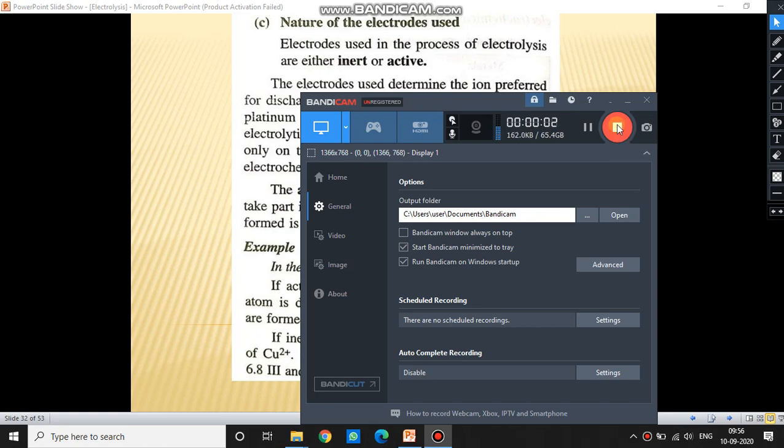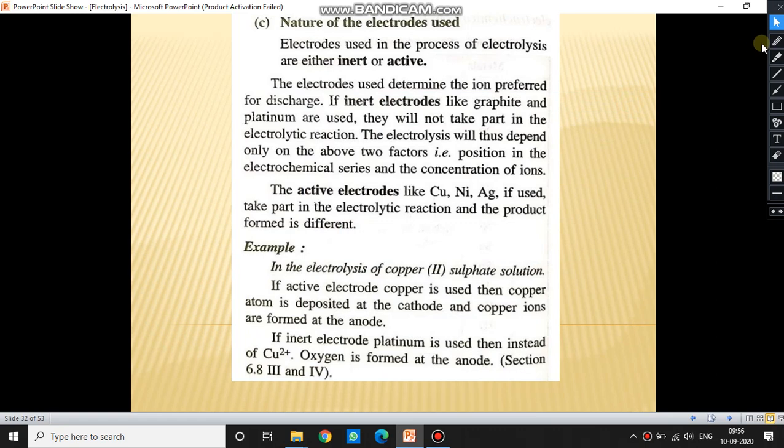Starting with the third factor, that is nature of electrode. Now, nature of electrode, what does it mean? It basically means that the electrode that we have selected is either inert or it is active. And if it is an inert electrode like graphite and platinum, then this factor has no effect on the product formation.